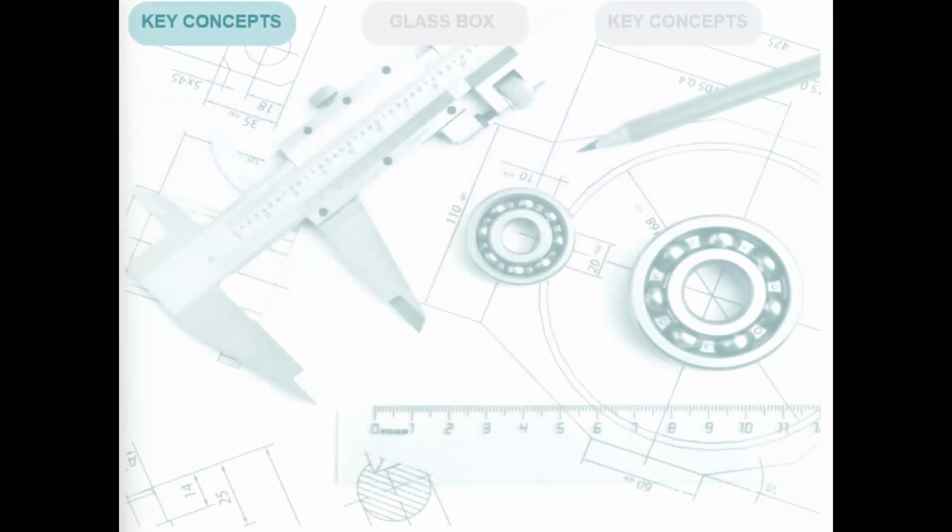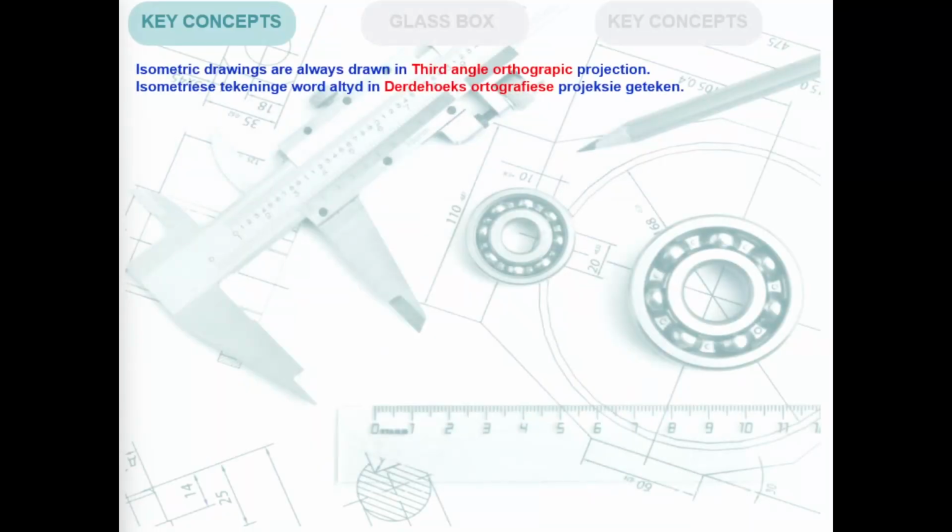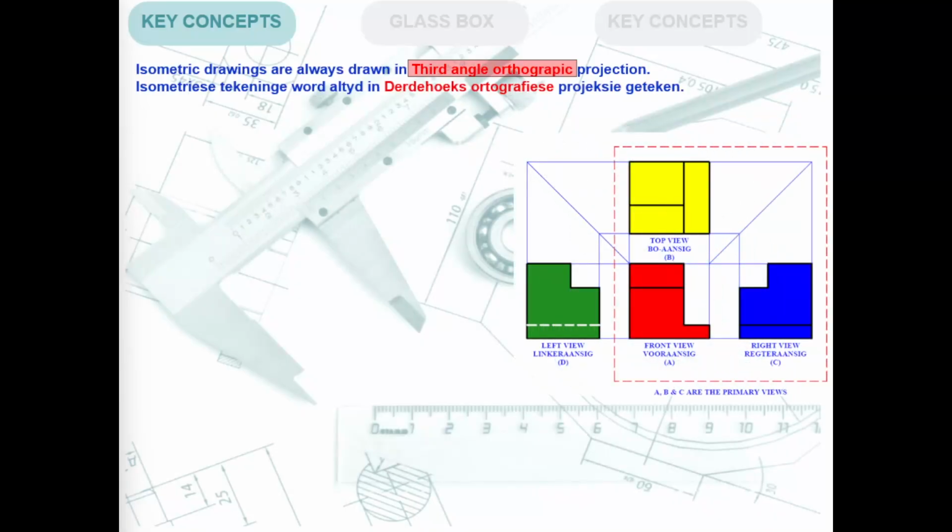We need to look at certain key concepts regarding isometric drawings. As previously stated, isometric drawings are always drawn in third angle orthographic projection. If you can take a look at the model for explanation purposes, for this drawing, the top view, front view, and right view were given. And for third angle orthographic projection, my top view is always at the top, the front view right underneath the top view, and the right view on the right-hand side of the front view.